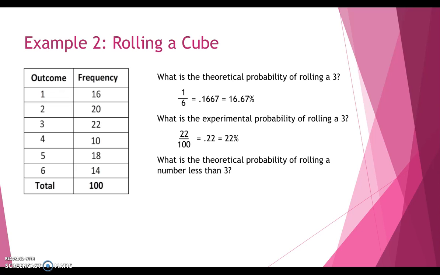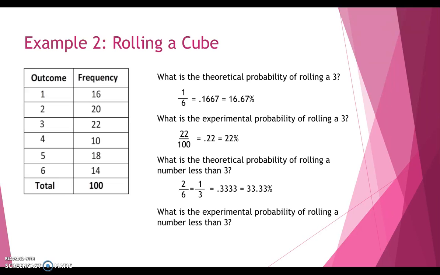What is the theoretical probability of rolling a number less than 3? Rolling a number less than 3 means they roll a 1 or they roll a 2. So there are 2 outcomes, so that's 2 over 6, which is equal to 1/3, which is equal to 0.3 repeating, which is a 33.3 repeating percent chance of getting a 1 or a 2.